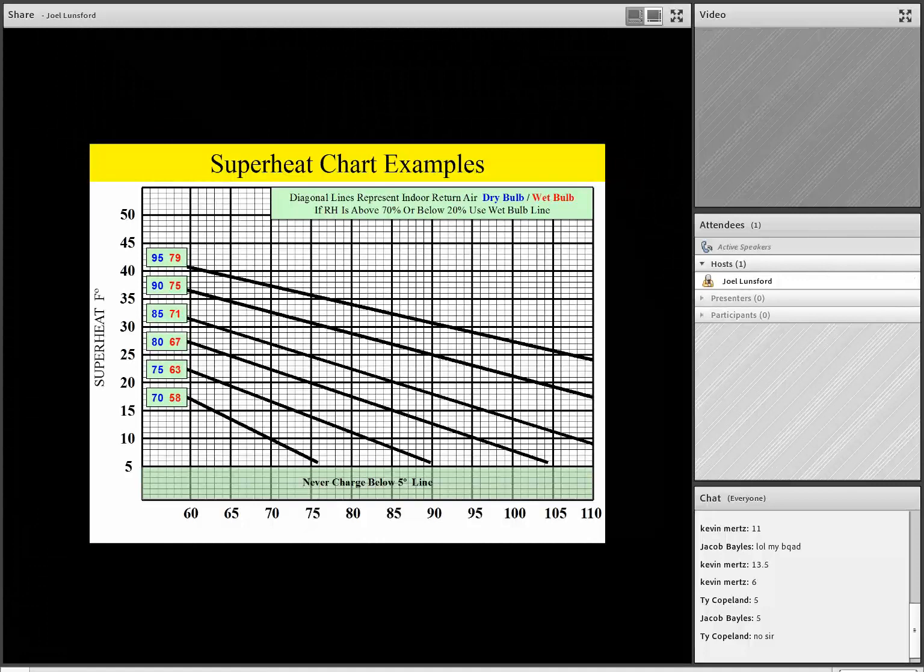A couple final notes, team, on this particular chart. Remember, always charge the unit within about 2 degrees of what's displayed from the superheat. So plus or minus about 2 degrees is acceptable. And never charge a unit below 5 degrees of superheat. The reason is if you charge below 5 degrees of superheat, you risk slugging the compressor with liquid, and as a result, you can wash the bearings out on the compressor and cause damage. So never charge below 5 degrees of superheat, and always charge within a couple degrees, 1 or 2 degrees from the chart value. Plus or minus is close enough for all field work.